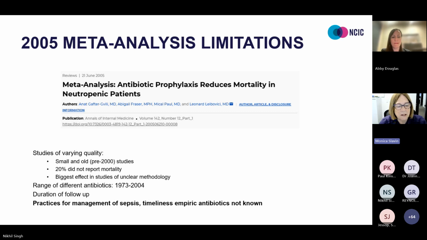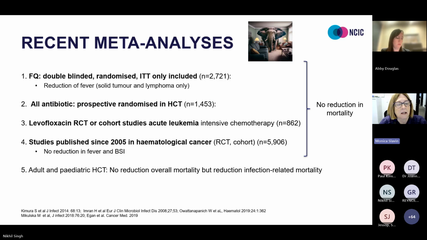Many of the studies included in this were from the 1970s, were using Bactrim prophylaxis. And of course, our management of patients with fever and neutropenia has progressed massively since this time. So I would say that this meta-analysis showing decreased mortality is really not relevant to us in the current era. And those that have been conducted more recently showing no reduction in overall mortality are really more informative and more true to us.